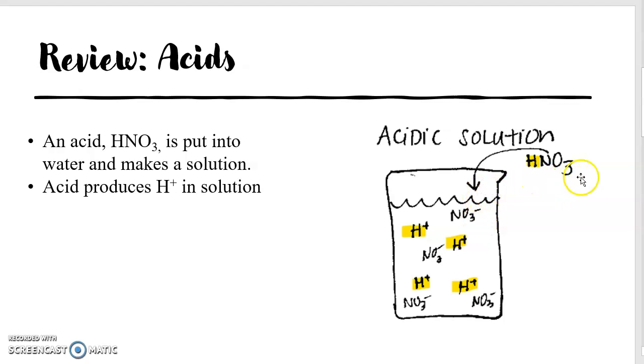So when nitric acid dissolves, your hydrogen ions will separate from your nitrate ions. So every single acid molecule that gets thrown in will dissolve and produce a hydrogen ion. What I do want you to remember is that I have four molecules of HNO3. They all broke apart, so I created four hydrogen ions, and that's going to be my acidic solution.